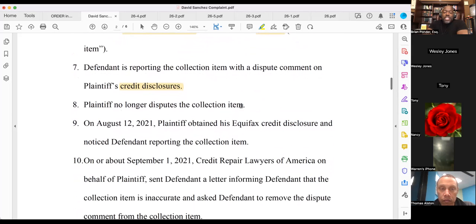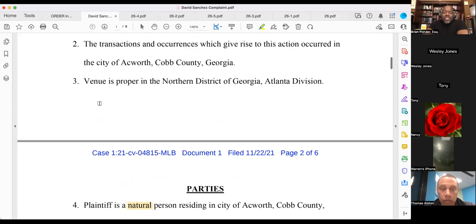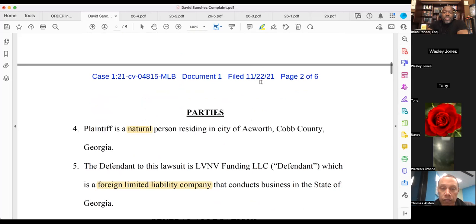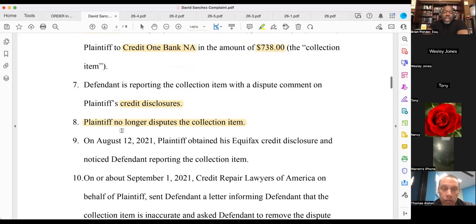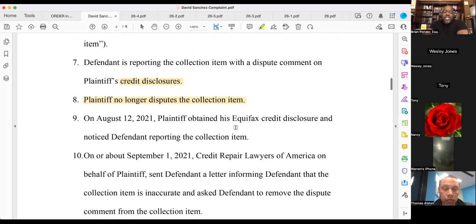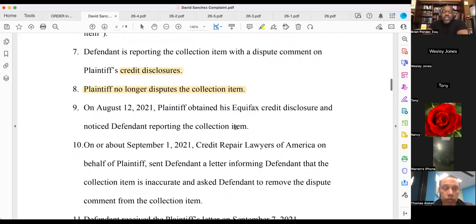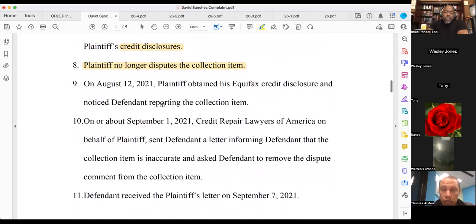Plaintiff no longer disputes the collection item. Okay, so reading this, it is filed November 22nd, 2021. So when did plaintiff no longer dispute it? Okay, so it's really tough to understand. Is it as you're writing this complaint that you no longer dispute it? Because if that's the case, then that's the first time this debt collector is going to know about it. So you see how this could be improved.